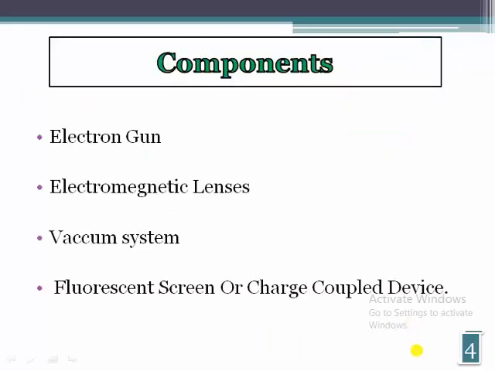Now we will see the components, or you can say the instrumentation part. Like the scanning electron microscope, here also there are components like the electron gun, which is the same. It will emit the electrons, it acts as an emission source. Then electromagnetic lenses, then again the vacuum system and fluorescence screen, or you can say CCD, meaning charge coupled device. These are the major components of a transmission electron microscope. We will see each and every component in detail.